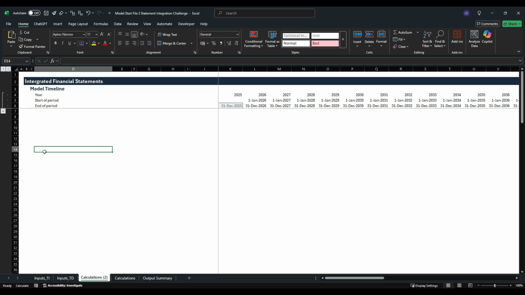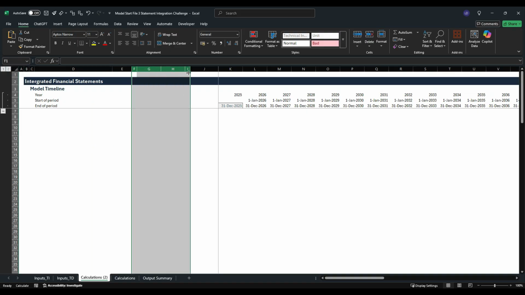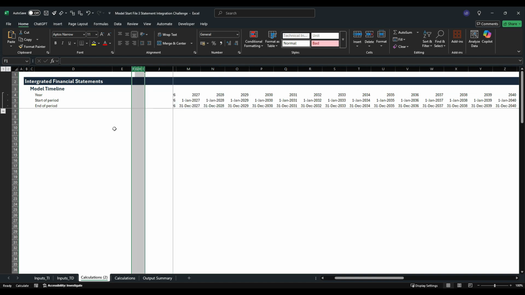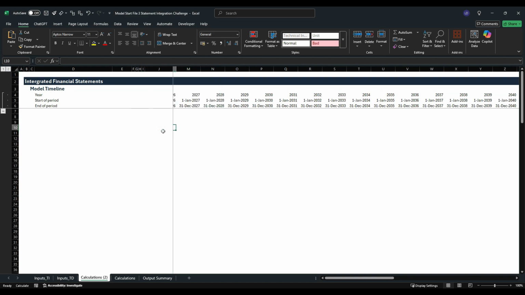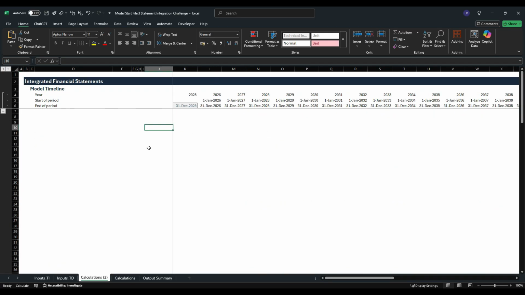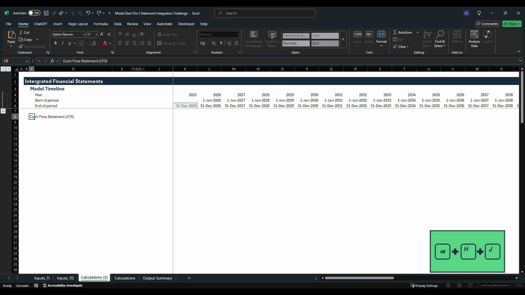Great. Then for this one, we don't need to pull in any inputs. So we can actually tighten these columns here, maybe to a width of 1, which just gives us some more room to the right. Great. And the first thing we will do is start with our cash flow statement. So jump into cell C8 and we will write cash flow statement. Actually, in parentheses, let's write CFS. Alt-H-J, that's a header 1 style.